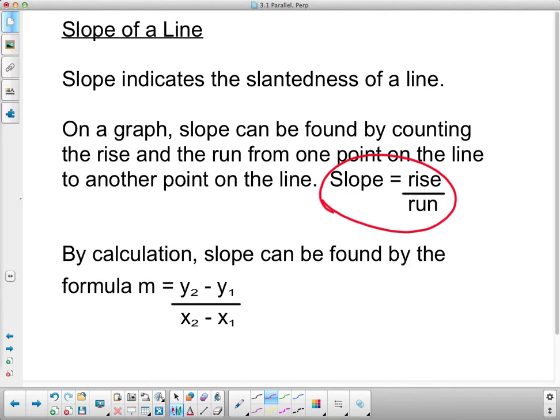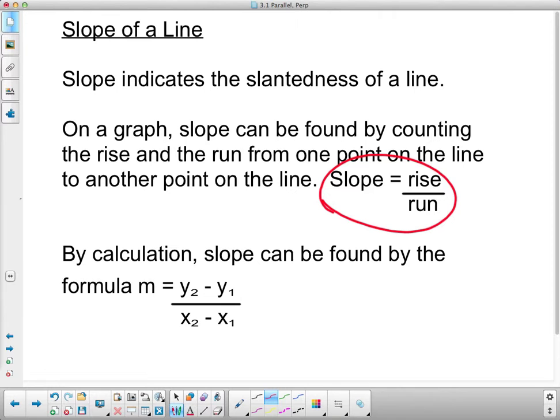And when you rise, if you're going up, it's positive. If you're going down, it's negative. The run, if you're going to the right, it's positive. If you go to the left, it's negative. So you probably did draw some in on a graph and counted rise and run. We're actually going to start with 2 points. So I don't know that you want to graph it all the time.